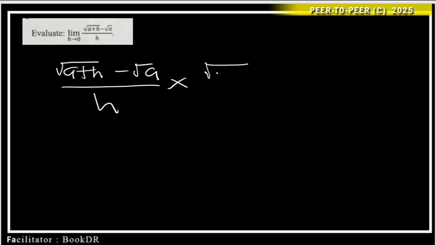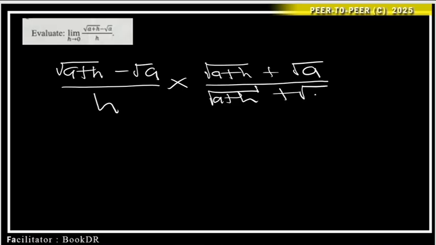The conjugate of the numerator is the square root of a plus h plus the square root of a, all over the same expression, the square root of a plus h plus the square root of a. When you multiply the numerators, we shall employ the difference of two squares. So the square of the first one minus the square of the second expression will yield a plus h minus a.